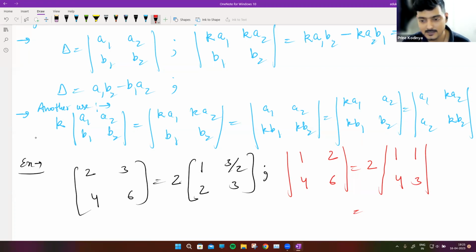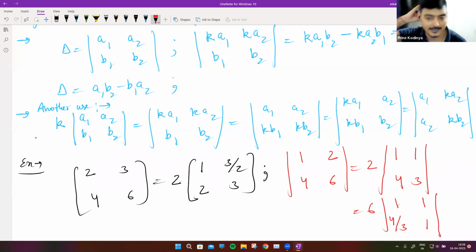So 3 is outside. So 3 into 2 is 6. Now this is 1, this is 1. This is exactly the same because we are taking common from the second row. Now the second row becomes 4 by 3, because you have taken 3 from here and there was no 3, so you have to divide this by 3. And 3 was there, so it becomes 1. So you can take common from just a row or just a column.